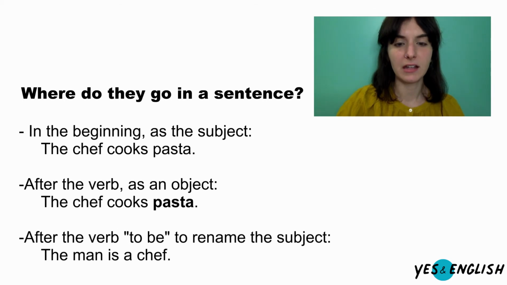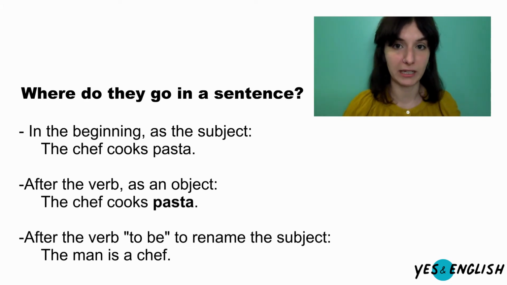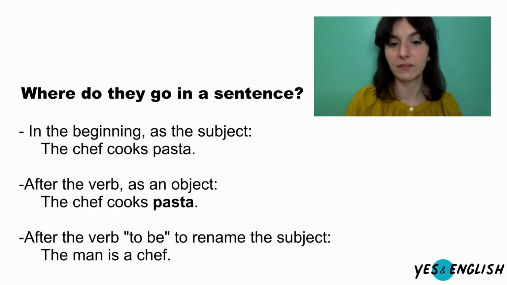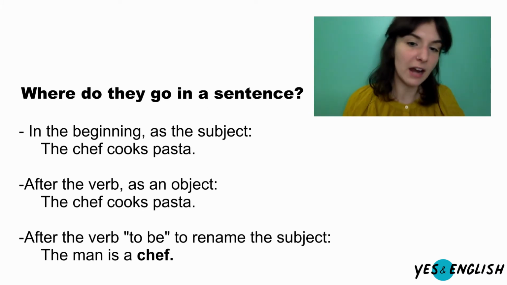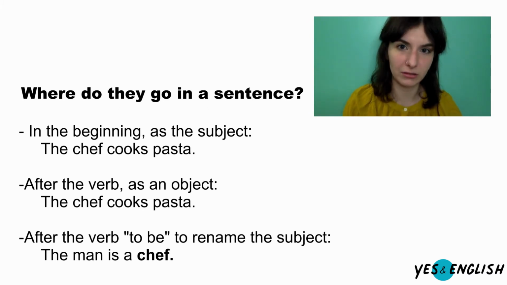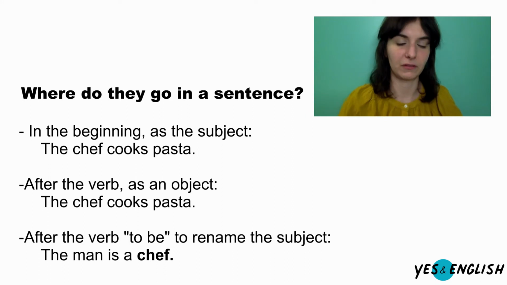And then lastly, you can have a noun after the verb to be. What is the verb to be? That's is, are, was, were, in any tense, to kind of rename the subject. So that the subject of this sentence is the man. He is a chef. We're kind of renaming him after the verb to be. We're telling you what he is. Okay. So in other words, you could take this is out and make it an equal sign, and it would be the same. He is a chef.